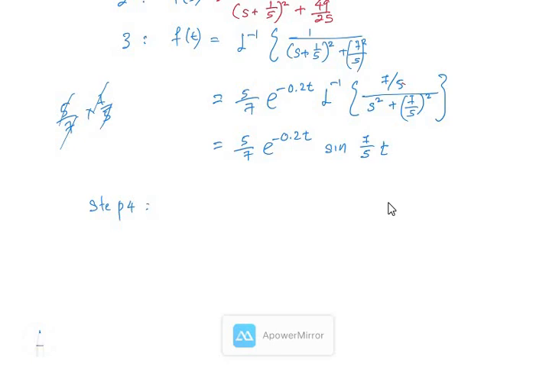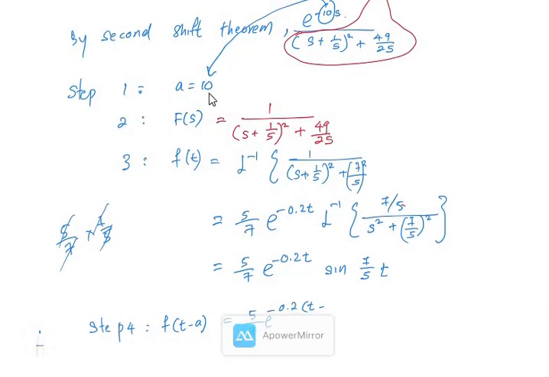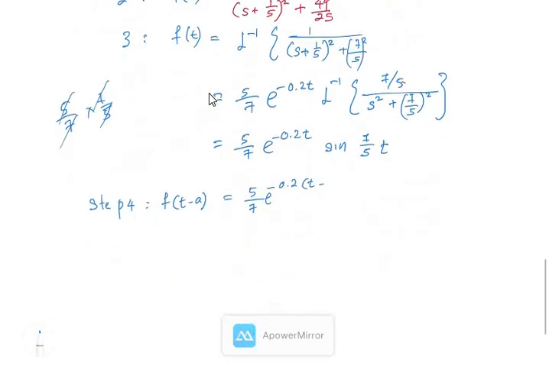Then step number 4, we change the t to t minus a. So therefore we have 5/7 exponent negative 0.2 (t minus a). Now what is the a value? a is 10. Okay, a is 10. So (t minus 10), sine 7/5 (t minus 10).